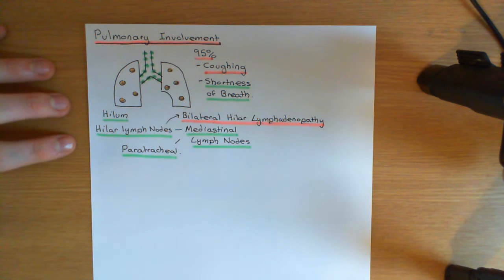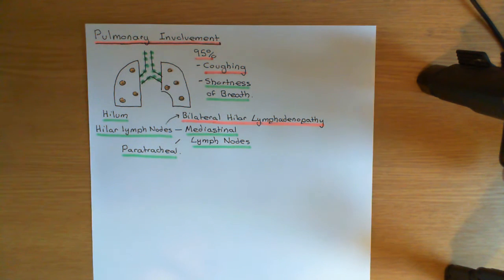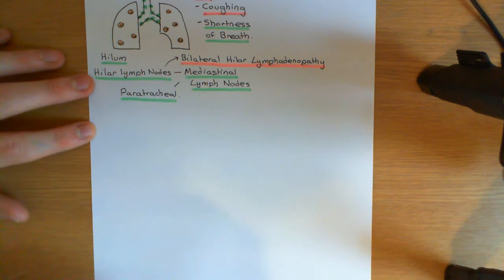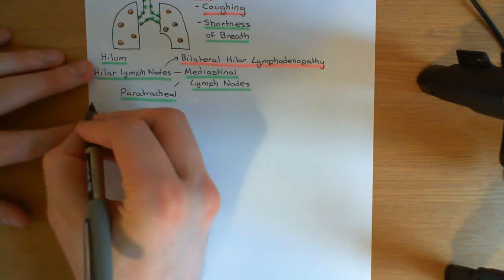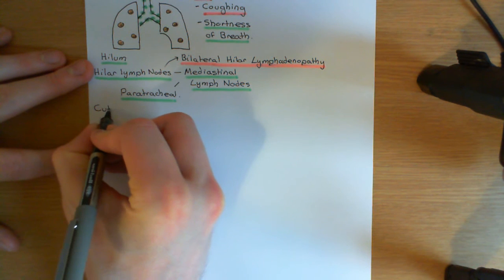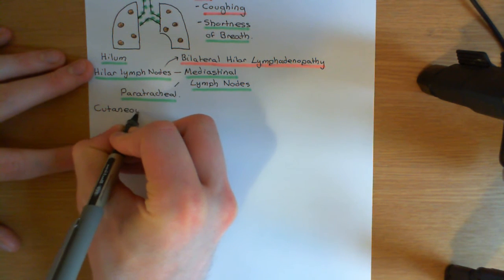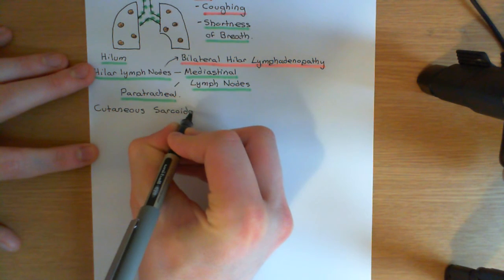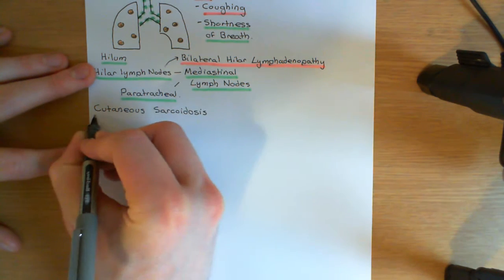Okay, so now what we're going to discuss is other places that sarcoidosis can affect. These are less common than the pulmonary involvement. This is the archetypal place for the granulomas to form in sarcoidosis, in the lungs and the mediastinal lymph nodes. So the next place that I want to discuss is that these granulomas can affect the skin. So I now want to talk about cutaneous involvement in sarcoidosis. We can call this either cutaneous involvement or cutaneous sarcoidosis.